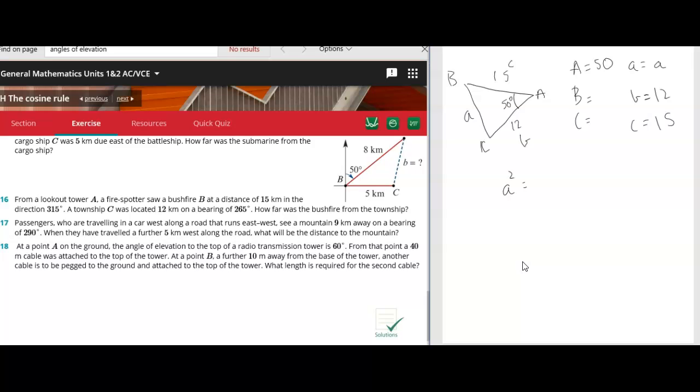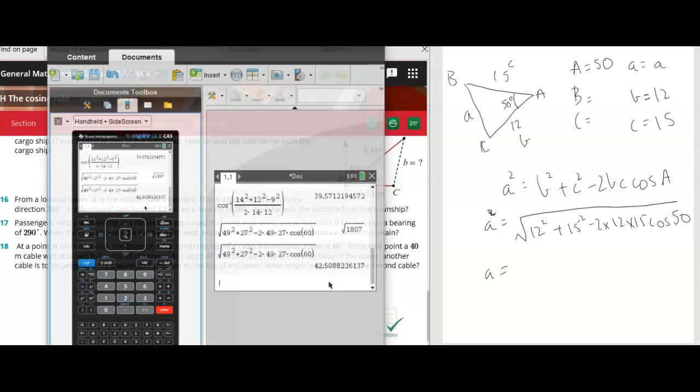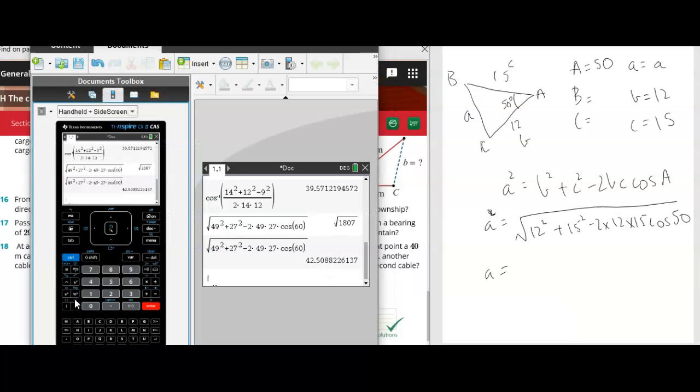So write your formula. a squared equals b squared plus c squared minus 2bc cos A. You could put the square root on now if you like. You don't have to. Actually, let's do that because otherwise we're writing it twice. So we know how to take the square root of it. So it's 12 squared plus 15 squared minus 2 times 12 times 15 cos 50. And then let's just chuck that into the calculator.